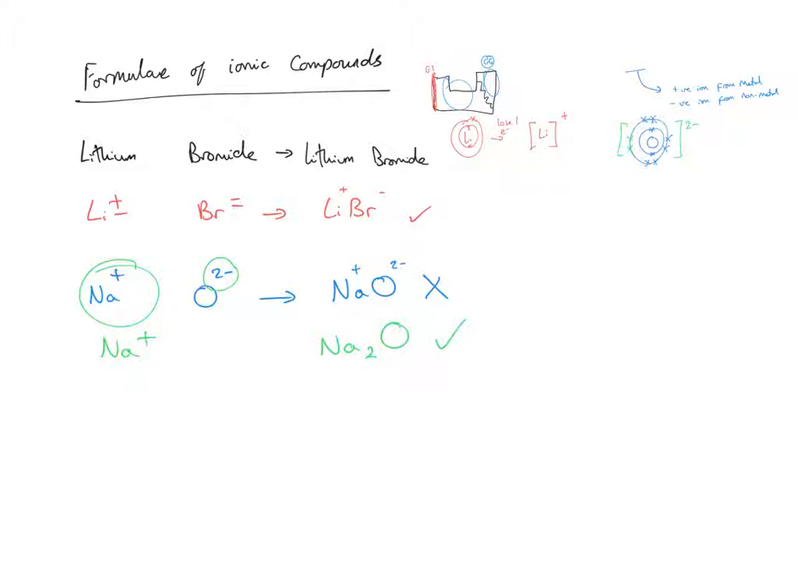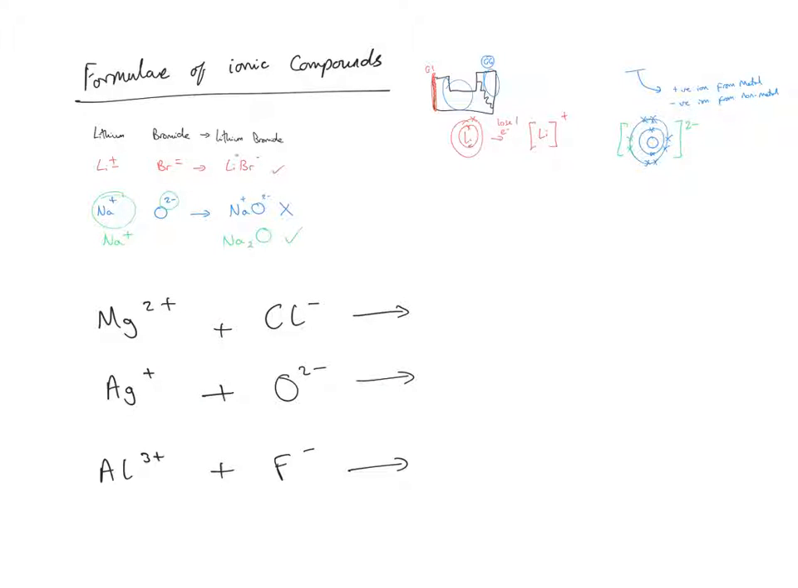I'm going to give you some examples now and see if you can work out what the formula of the ionic compound is. There are 3 examples here. Can you work out what the formula of the ionic compound would be? Pause it, have a go now, and then we'll go through the answers.